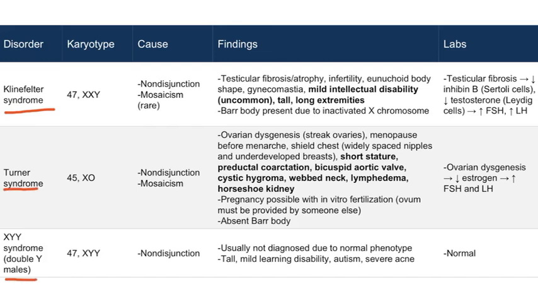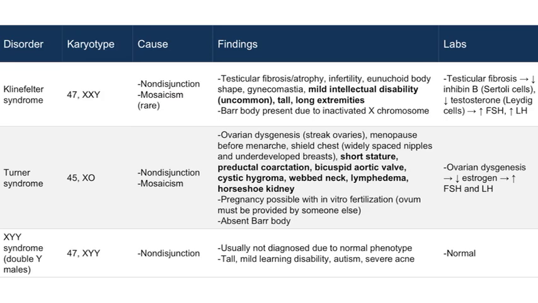Individuals with Klinefelter syndrome are males that have an extra X chromosome, resulting in the karyotype 47XXY. This is usually caused by non-disjunction, but can also sometimes be caused by mosaicism. I cover mosaicism in a separate video.